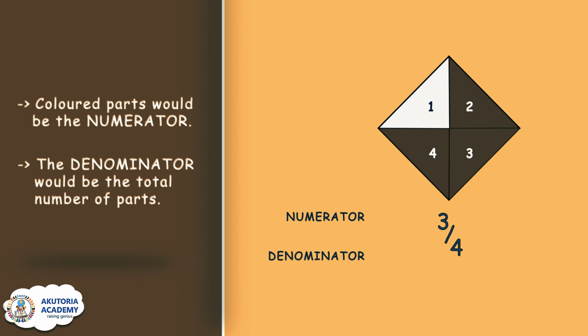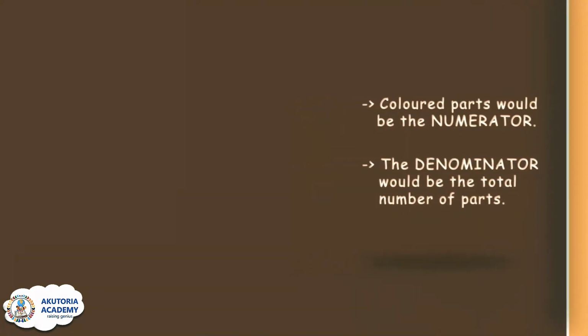Remember, the number of the colored parts of the shape we divided will be the numerator. That is, it would be on top of the fraction, while the total number of parts of the shape that was divided would be the denominator. Let's look at more examples.